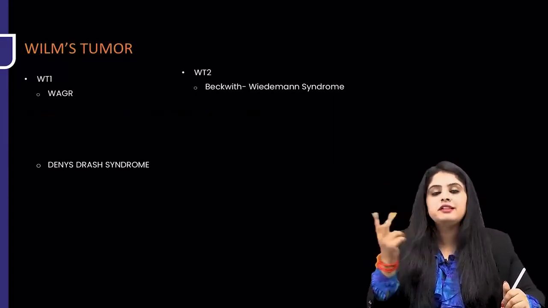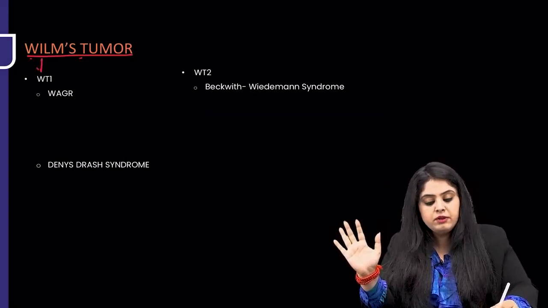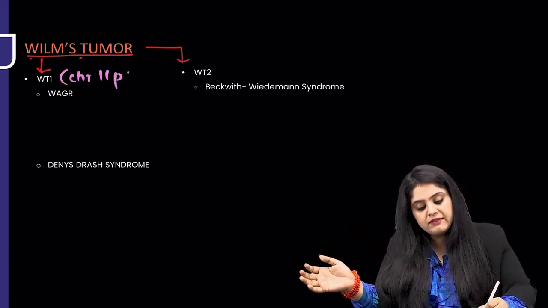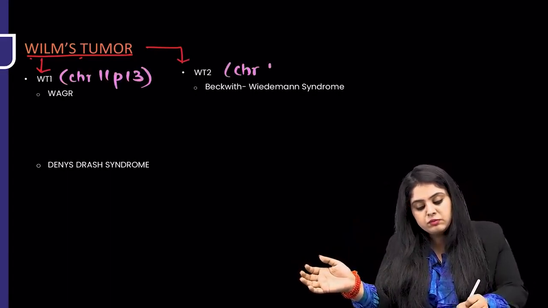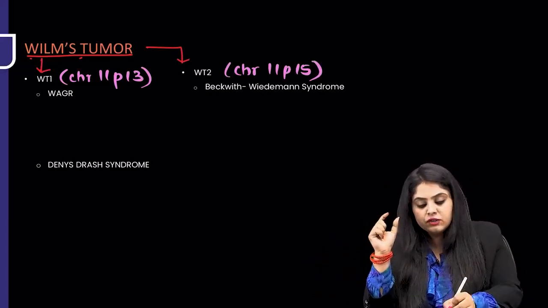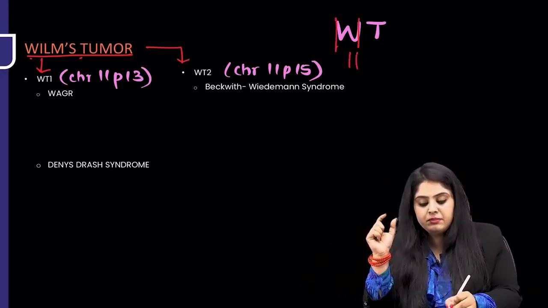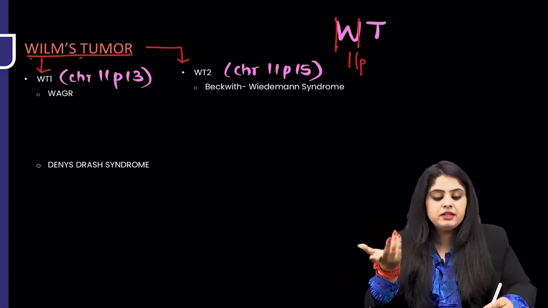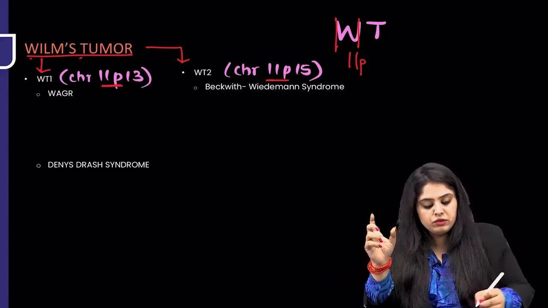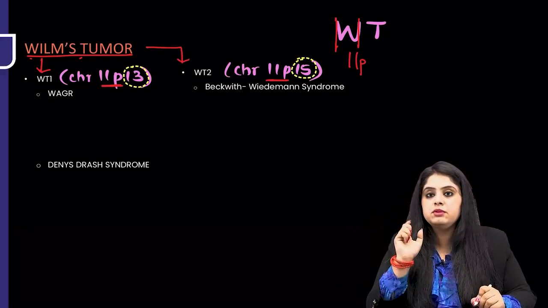Just 2 things, genetics and picture, bas. When I talk about Wilms tumor, WT1, WT2. Remember, WT1 is going to be present on chromosome 11p13. WT2 is present on 11p15. तो chromosome तो same है, थोड़ा सा change है बाद में. So the way you write WT, you are gonna write W, then 11p, P for pediatric. Pediatric का tumor है, बच्चों का tumor है, तो 11p is constant over here also. You just have to learn 11p13, 11p15, WT1, WT2.